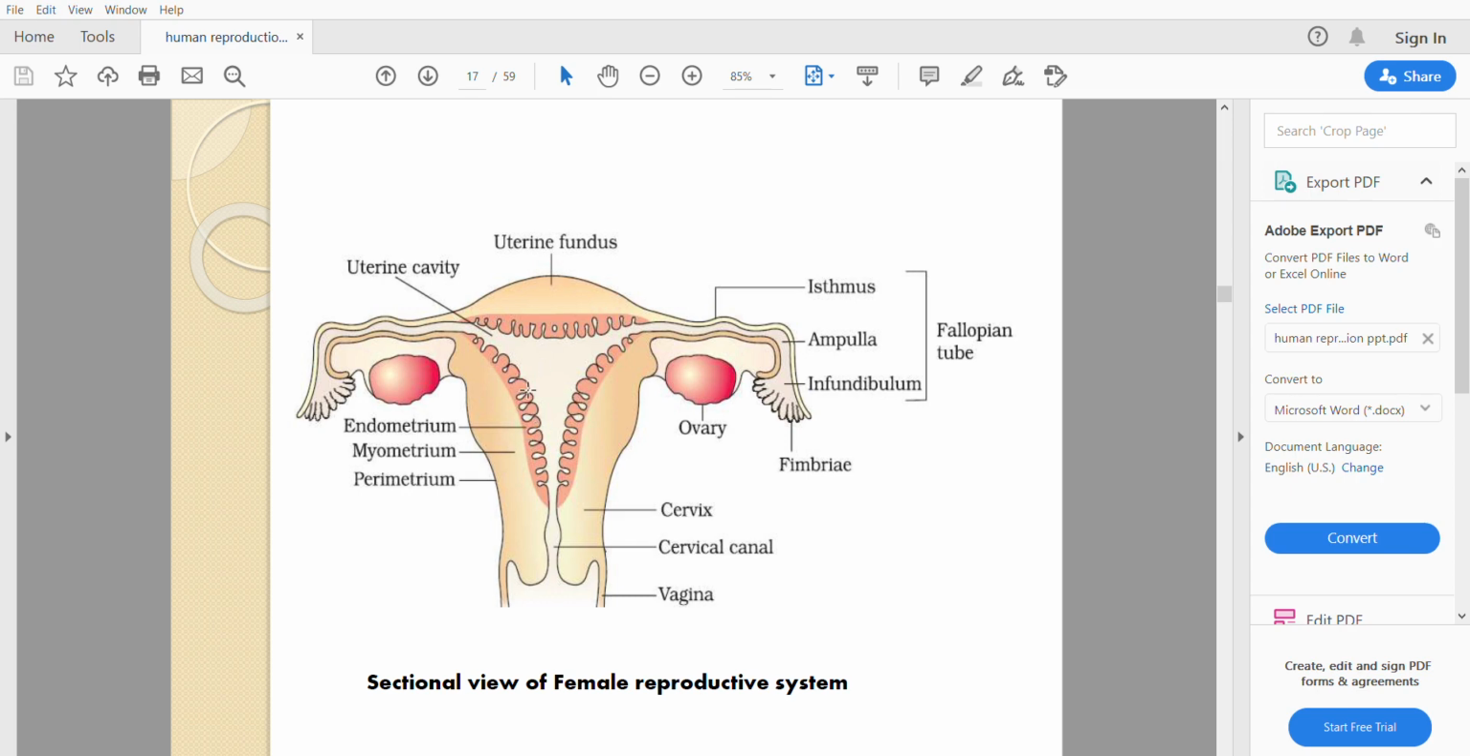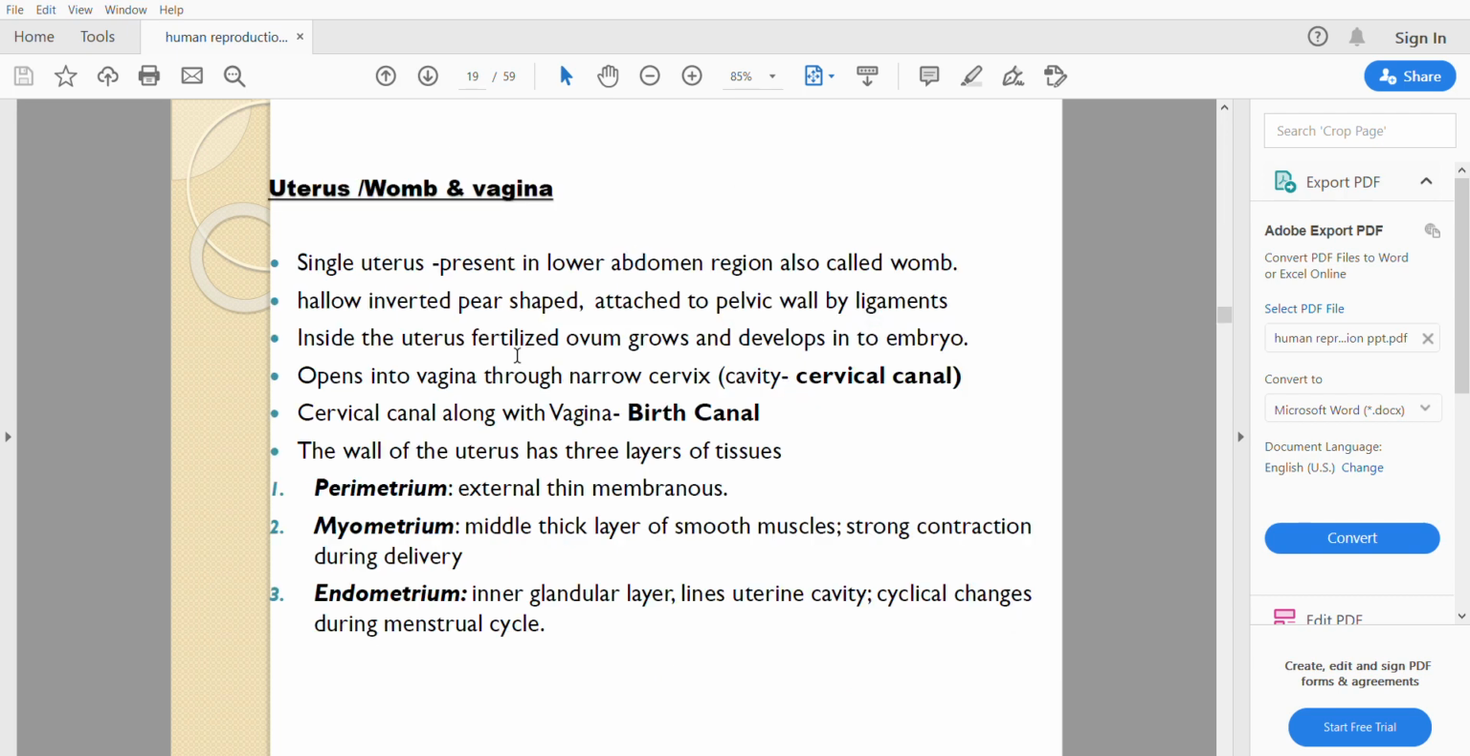This endometrium is very important because it changes according to the changes in the menstrual cycle, and it prepares the uterus to receive the developing embryo and is also helpful for the development of the embryo. That is why this endometrium is very important. So, the perimetrium is the external thin membranous layer. The myometrium is the middle thick layer of smooth muscle, with strong contraction during delivery; that is the role of the myometrium. The endometrium is the inner glandular layer that lines the uterine cavity, with cyclical changes during the menstrual cycle.